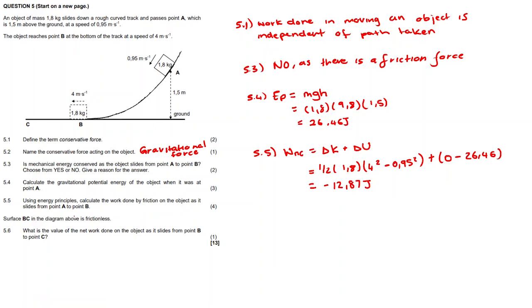Surface BC in the diagram above is frictionless. Question 5.6. What is the value of the net work done on the object as it slides from point B to point C? From point B to point C, gravity is no longer acting on the object. Therefore, the only force that, well, it's not actually a force, it's momentum that the object has gained from sliding down the curve that causes it to move from point B to point C. There's no net force actually acting on it. Therefore, the work done is equal to 0 joules.